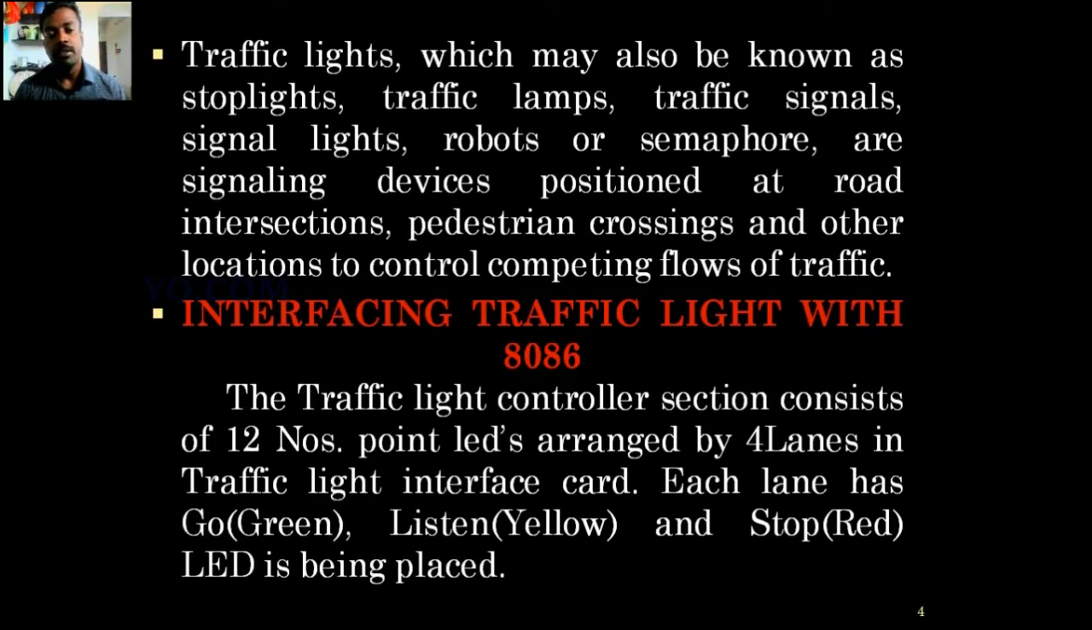12 different LEDs means 3 × 4 = 12. In each lane we have 3 colors: red, yellow, green. So in four lanes we have 3 × 4, that is 12 LEDs, which can be connected with the 8086 microprocessor by using the 8255 interfacing IC. Each lane has green for go, yellow for listen, and red for stop. These LEDs are used.